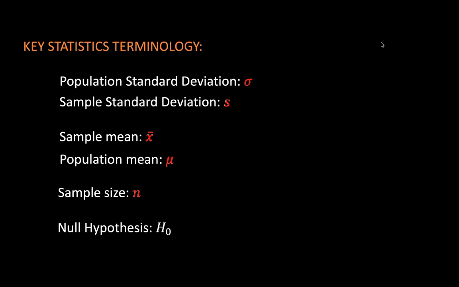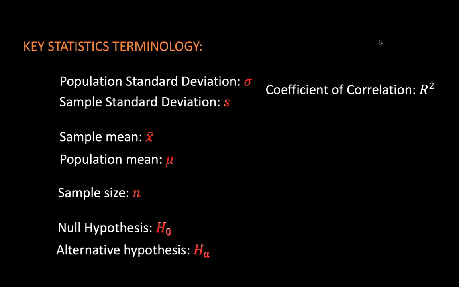The null hypothesis is H sub 0, also known as H naught. The alternative hypothesis is H sub A. And the coefficient of correlation is R squared. Notice that for the population, we often use Greek letters, while for the sample standard deviation, we often use Roman letters. In fact, that's always the case.